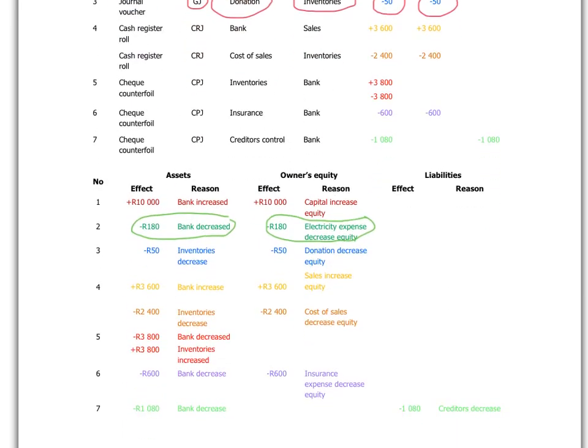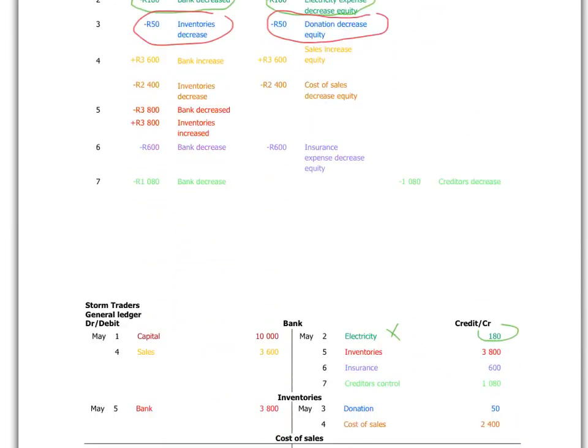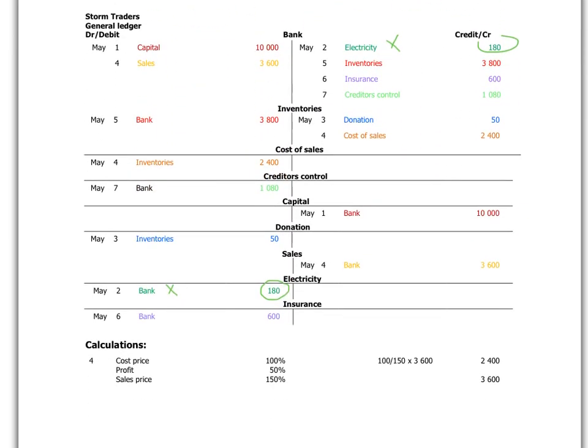The inventories will decrease the assets with 50 Rand because we don't have the inventories anymore. And donations is the expense that will decrease the equity because the profits will decrease. We will show that the inventory account is credited with the 50 Rand to reduce the inventories on the credit side, and donation is debited with the 50 Rand to increase the expense on the debit side.